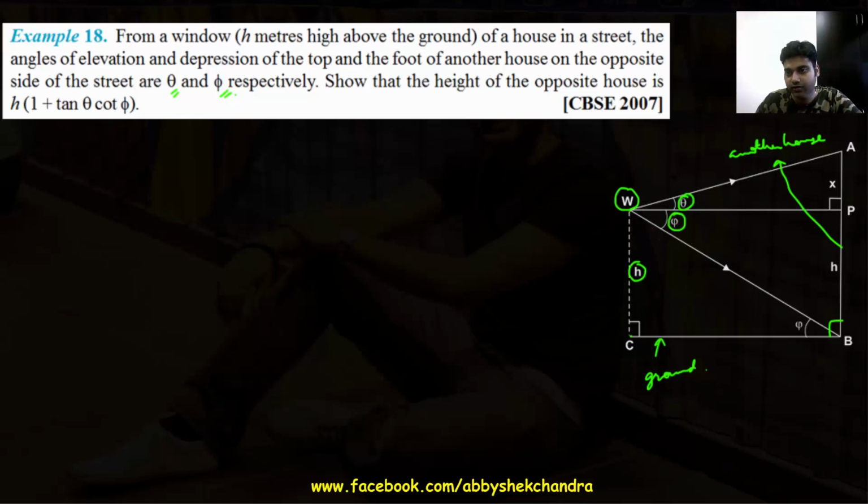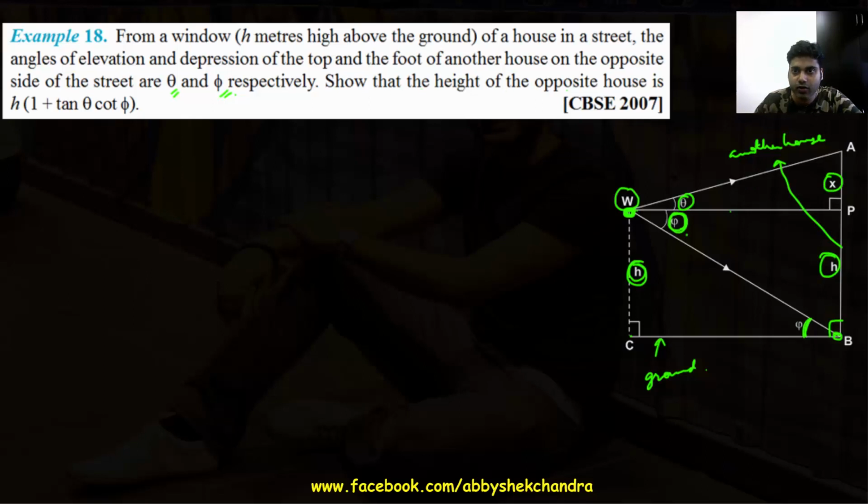This depression is phi. So when you join the observer's position to the foot of the other building, this WP is the horizontal line. You get phi as the angle of depression. This angle will also be equal to this angle because there will be alternate angles. Now this is h, so this will also be h. AP we are assuming to be x.